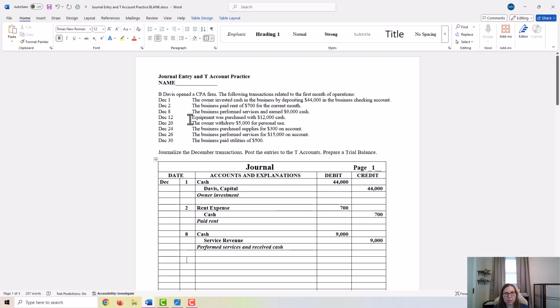Then in the next one, on the 12th, they purchased equipment for $12,000 in cash. Equipment is an asset, and so is cash. So we're adding to one asset, which would be our debit. That would be equipment. And then we're subtracting from cash, which would be our credit. And then I would put an explanation.